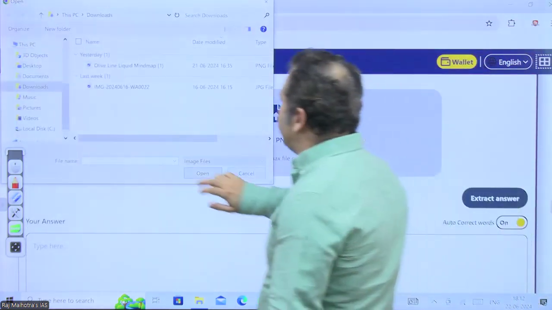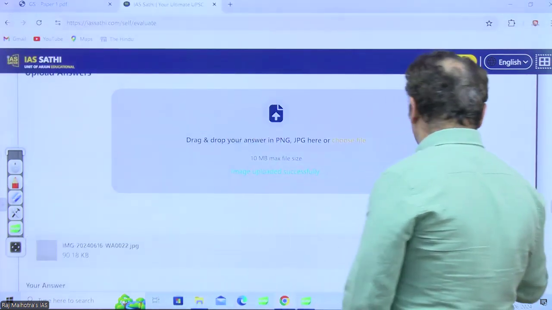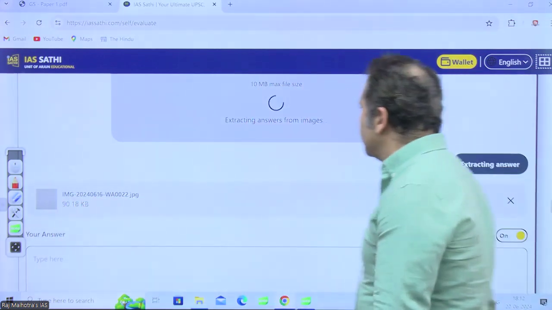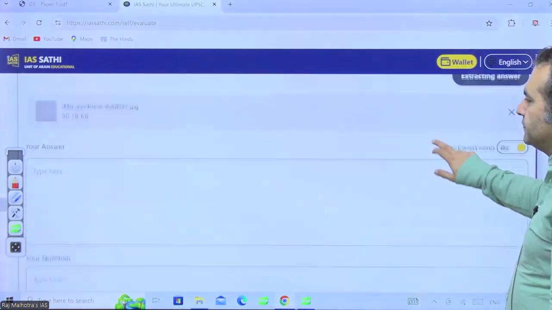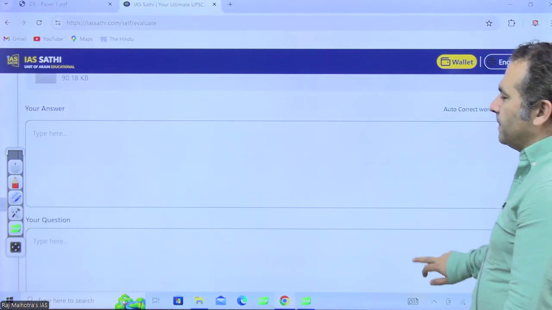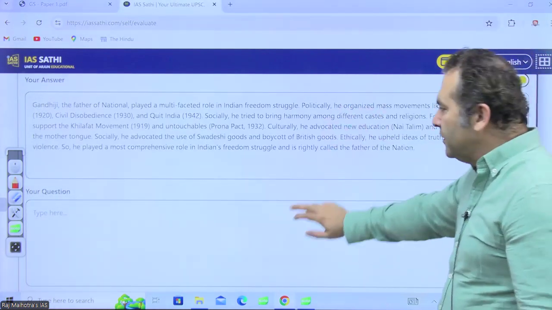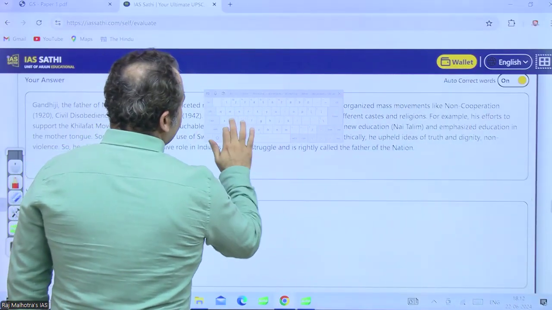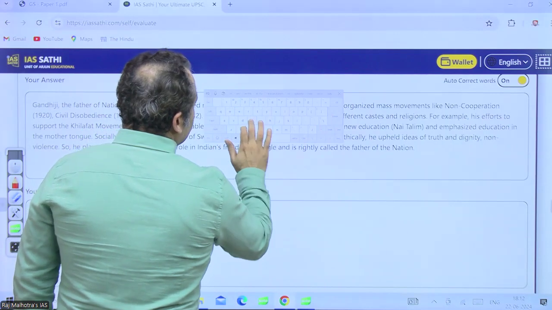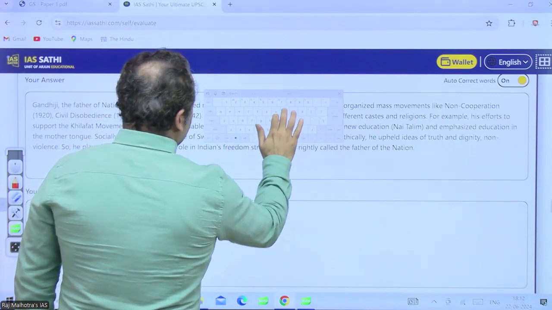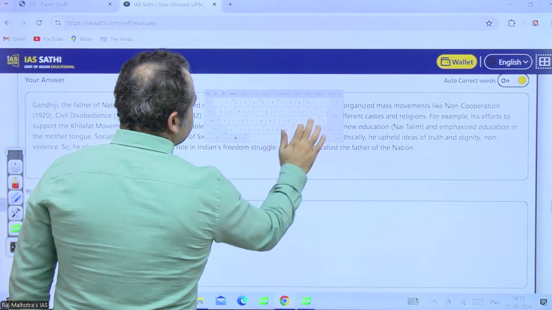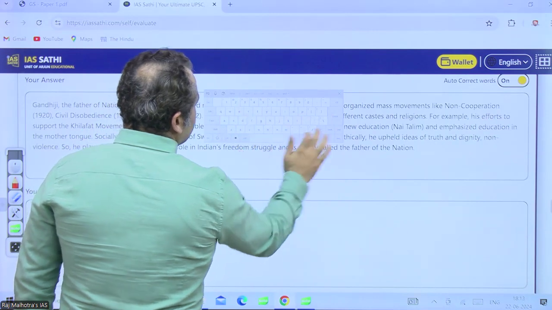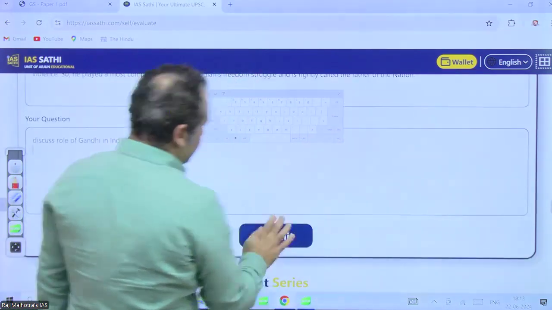I'm sorry, I could not choose the file. Yes. So now we are extracting the answer here. Here is that handwritten answer. We are extracting it. Here is the answer. I wrote about Gandhiji's contribution in India's freedom struggle. Discuss the role of Gandhi in India's freedom struggle. All right. Let's submit it.